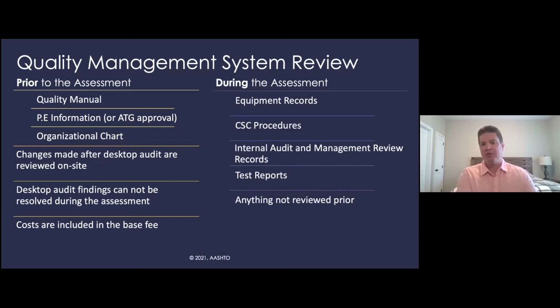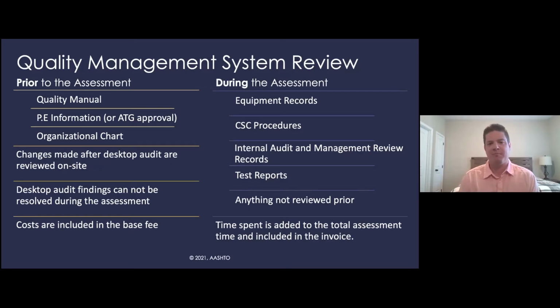And as far as during the assessment, we're going to check everything that basically wasn't sent in during the pre-assessment. So we're going to look at all the equipment records, some of the calibration, standardization, and check procedures for each piece of equipment, the internal audit and management review records, test reports. Again, anything that just wasn't included in that initial pre-assessment.